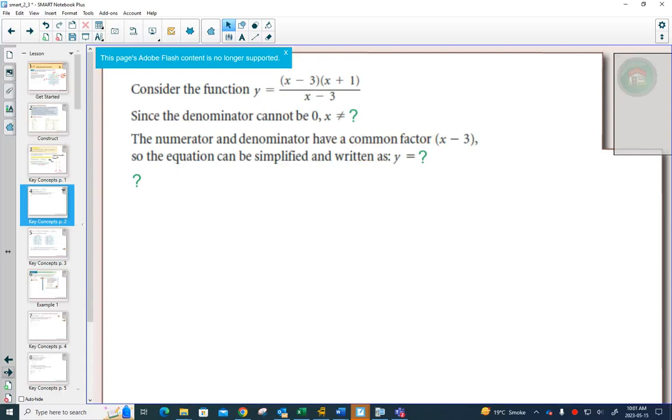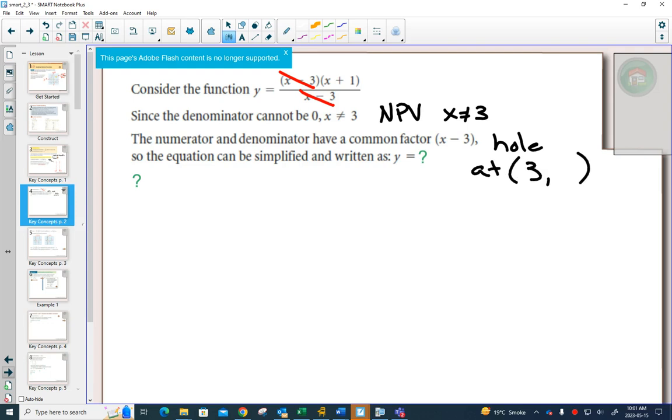The second example they have here, we have a non-permissible value, x can't equal 3, but if we look at this question, there are factors that are identical. So we are always going to want to factor first, and any time that something factors out, you will always get a hole. And your hole will have that same non-permissible value. The x value can't be 3, so that's where the hole is.